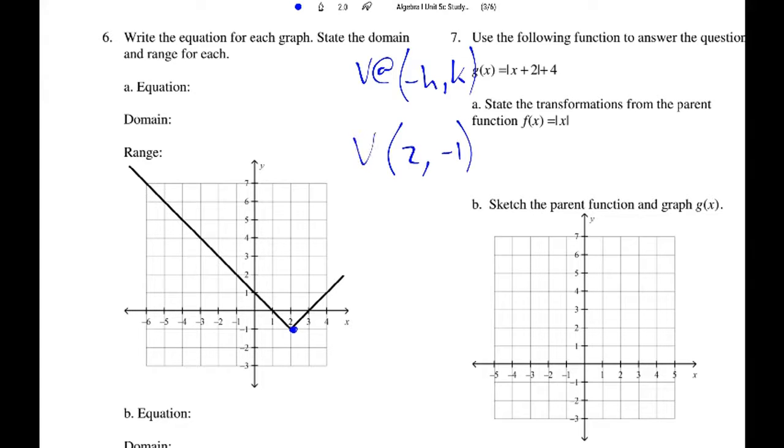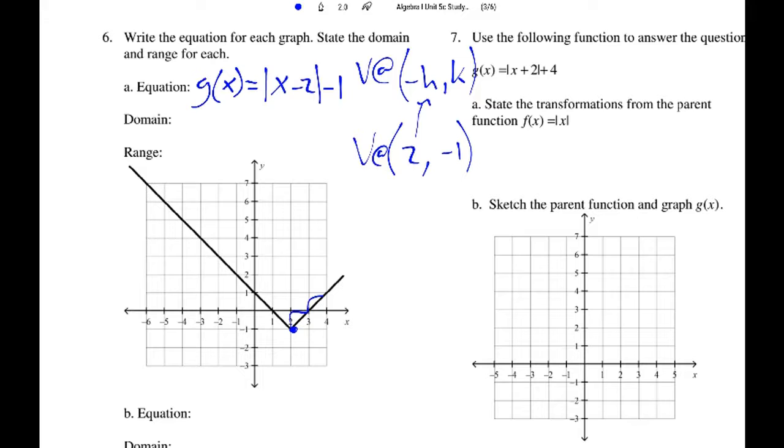So his equation, let's see, does he go up 1 over 1? Yeah, he does. So his a is definitely 1. Since it's not the parent function, we'll use g of x in function notation. Absolute value of x. Now remember, your h is going to be the opposite of whatever your vertex h is. So what's the opposite of positive 2? Negative 2. And k is just k, which is negative 1, which is also the same as minus 1.